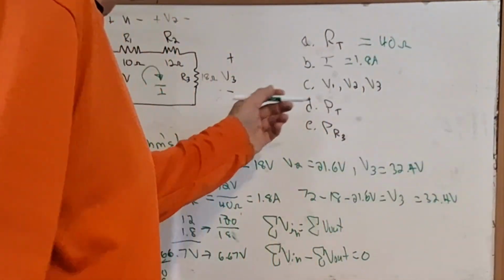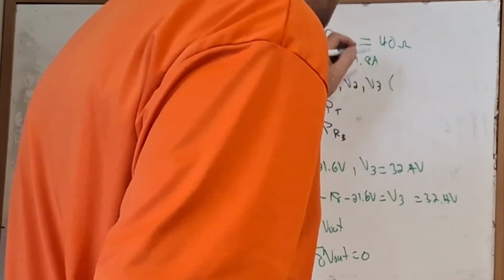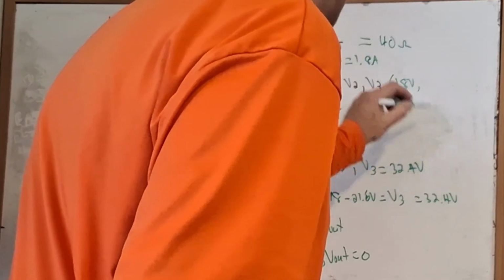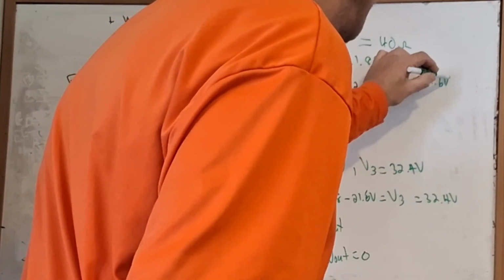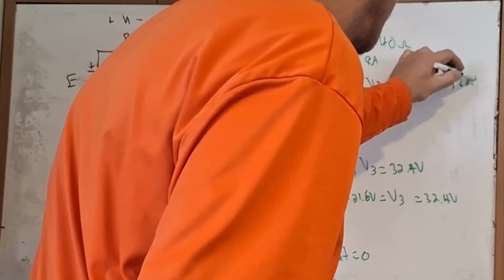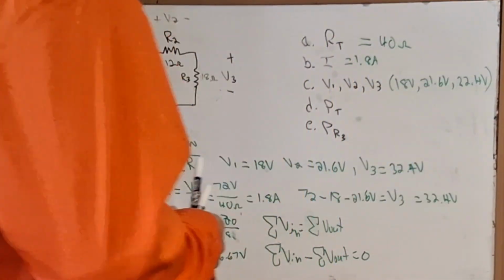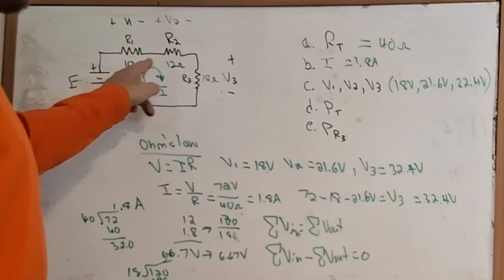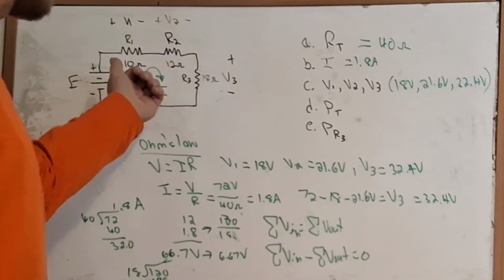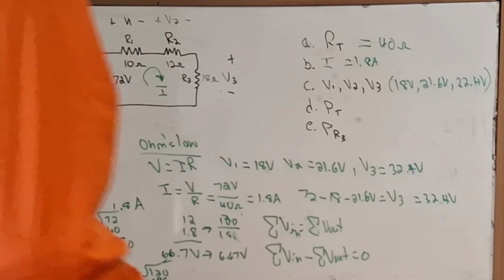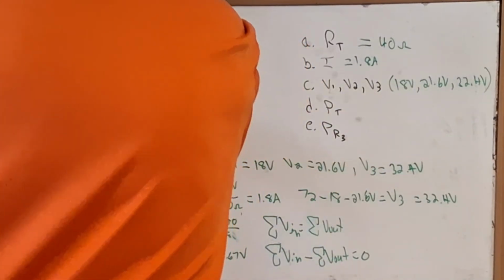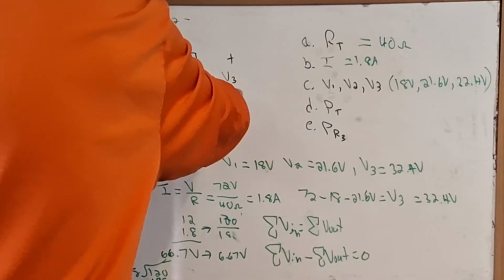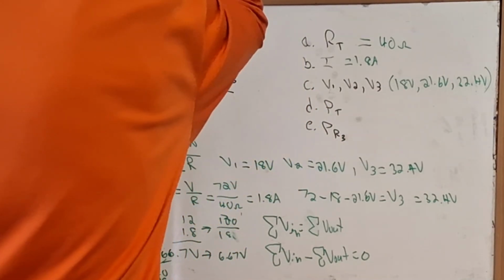So we've already established that this is 18 volts, 21.6 volts, and 32.4 volts. And with 10 ohms and 12 ohms, this is going to push more current back. So we're going to get a bigger voltage drop on that second one than we will the first. Likewise, we got more resistance here, so we're going to have less current, more voltage.